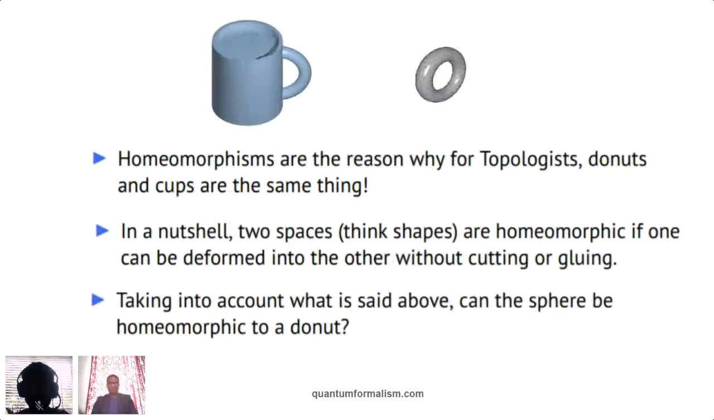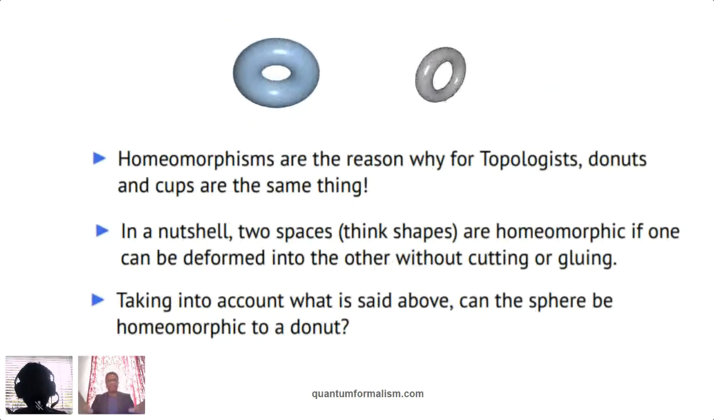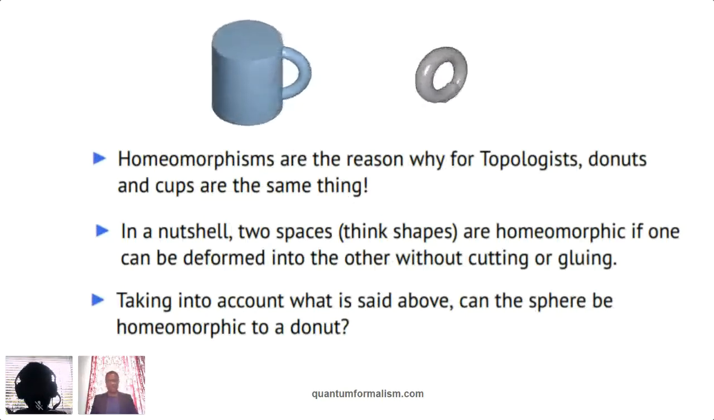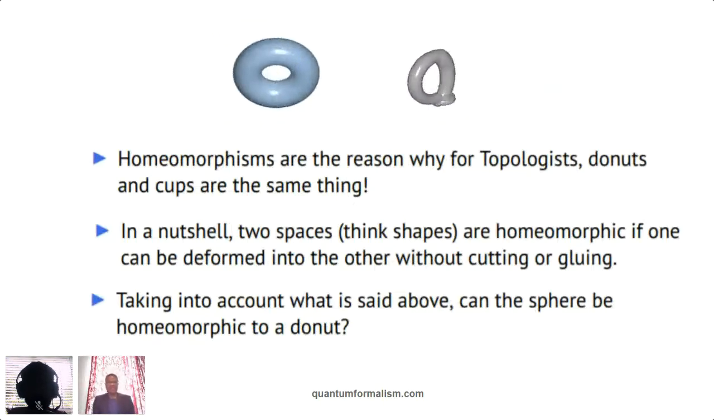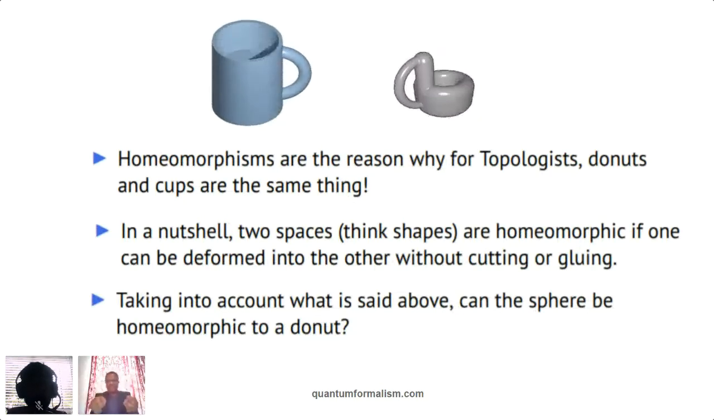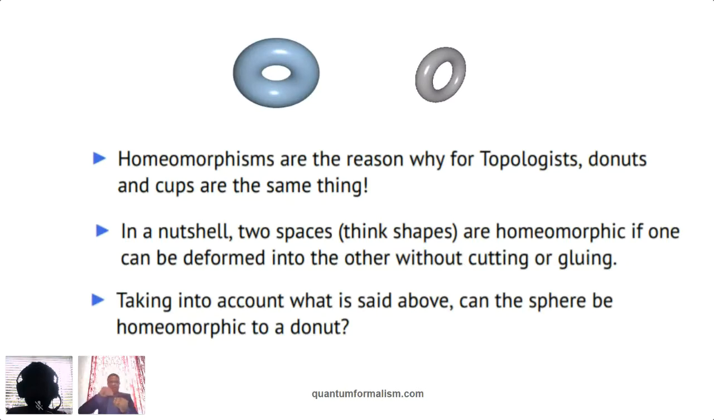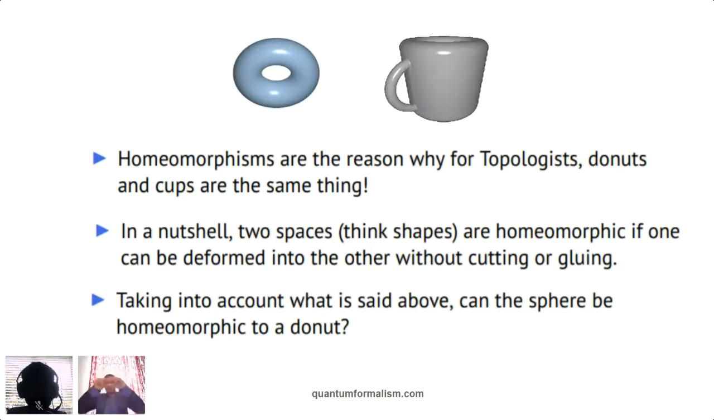Now, you won't be able to see this for now, for most of you, but homeomorphisms are essentially the reason why topologists say the donut and the cup are the same thing. It's because of homeomorphism. So in a nutshell, you can think of two topological spaces, just think shapes, a donut is a shape. They are homeomorphic if you can continuously deform one into the other without cutting or gluing.